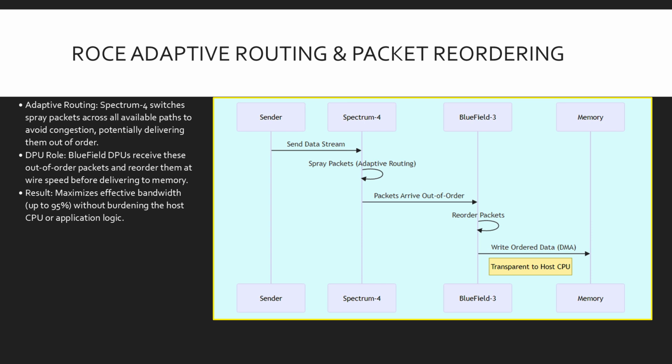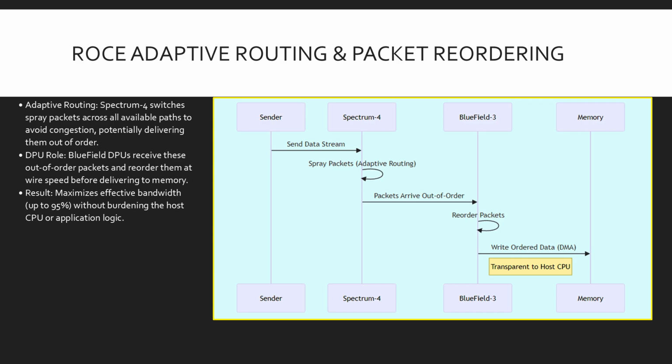The Bluefield DPU takes these out-of-order packets and reassembles them in the correct order at wire speed, transparently to the application. This allows the network to run at nearly 95% effective bandwidth. What is the important point? The DPU's ability to handle packet reordering allows the switch to fully utilize the network capacity through adaptive routing.